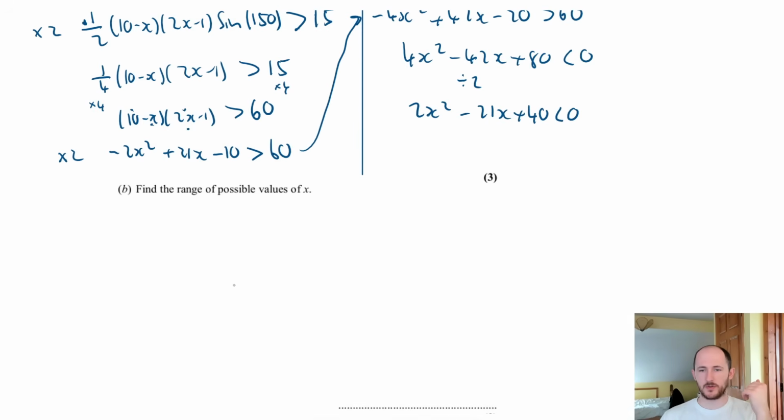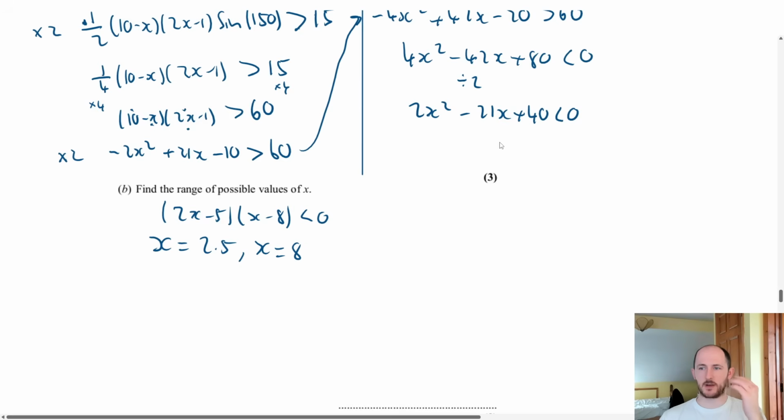So depending on what you do, again, quadratic formula, factorizing, whatever you want, you get 2 values. Just so you know, the values if you factorize are going to be this, if that's what you want to do. But again, I would recommend just using the quadratic formula. Now we need to decide if it's going to be inside or outside the range.